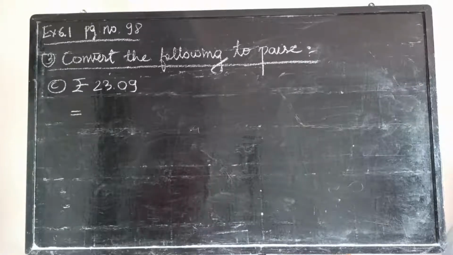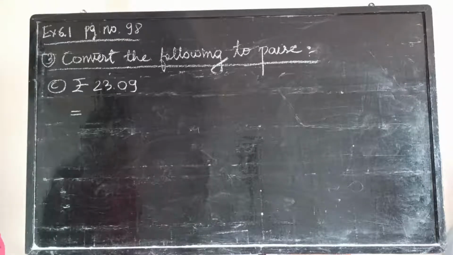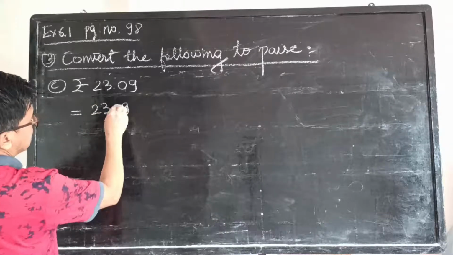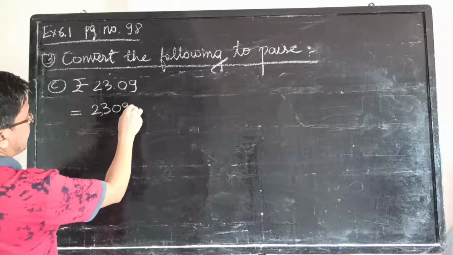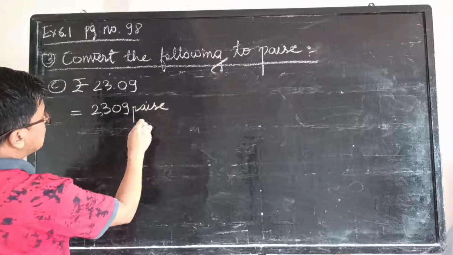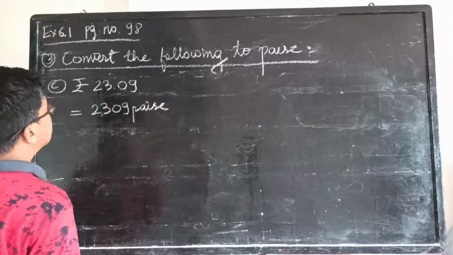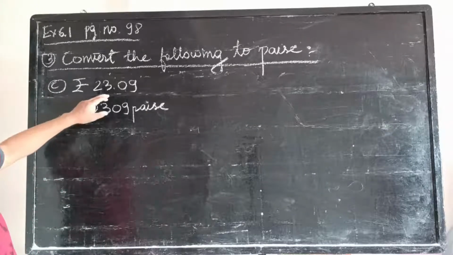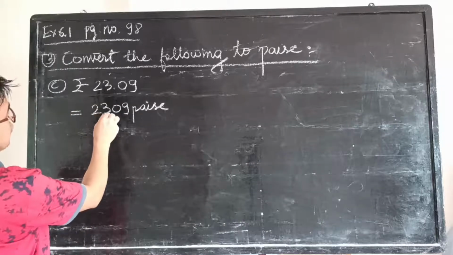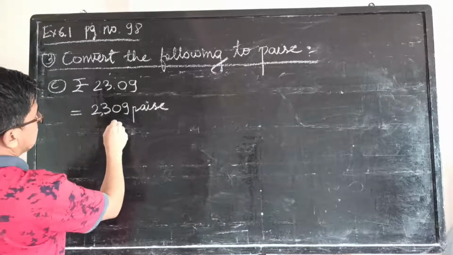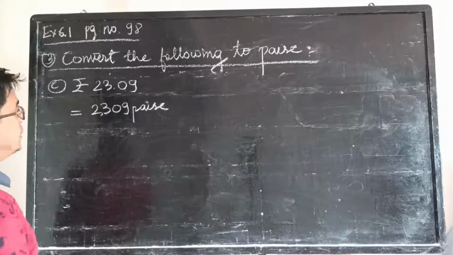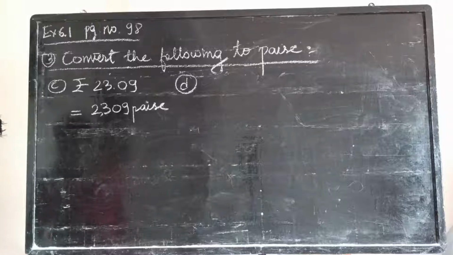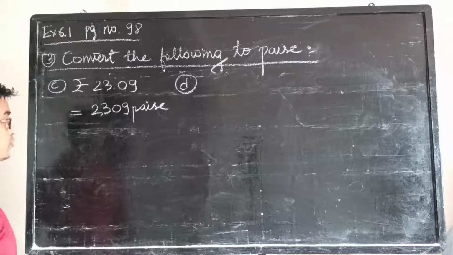Now C, we will do the short method, convert the following to paise. What you have to do is just remove the dot. Here 23.09. Just remove the dot and this is 2309 paise. This is the short method to convert rupees into paise. Now 23 rupees 9 paise, you just remove the dot. 2309, right? This is paise. Now D. D is 12 rupees.